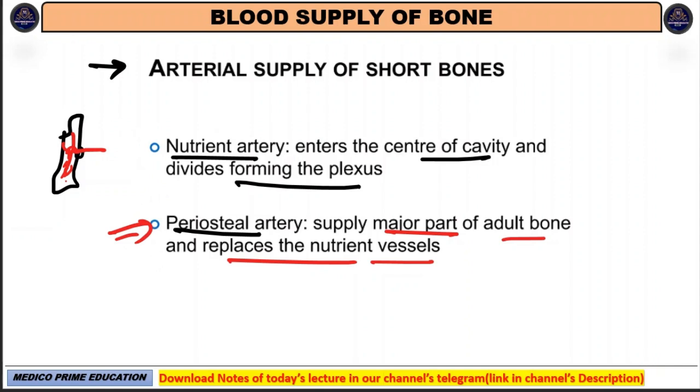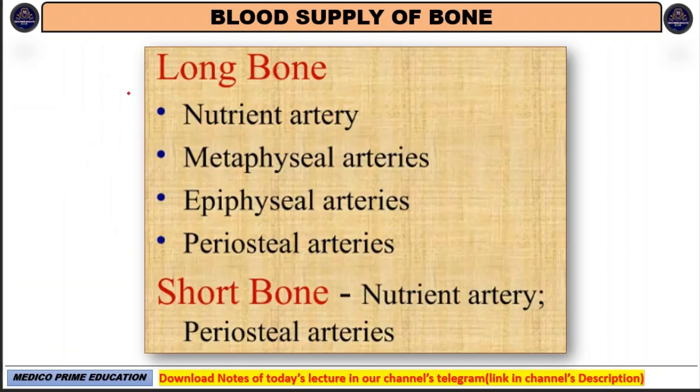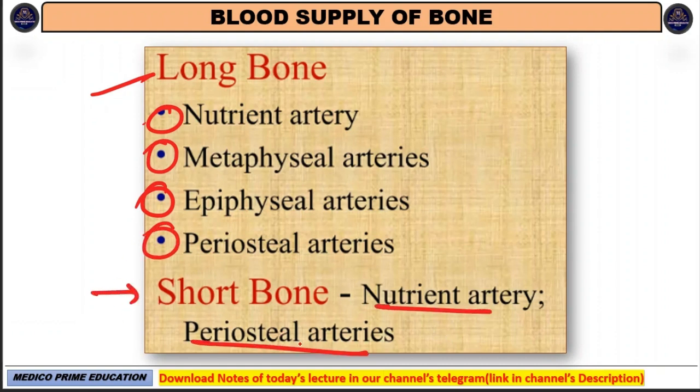You have to write it like that in your exam. This is the long bone, supplied by the nutrient artery, metaphyseal artery, epiphyseal artery, and periosteal artery. And this is the short bone, which is supplied by the nutrient artery and periosteal artery.